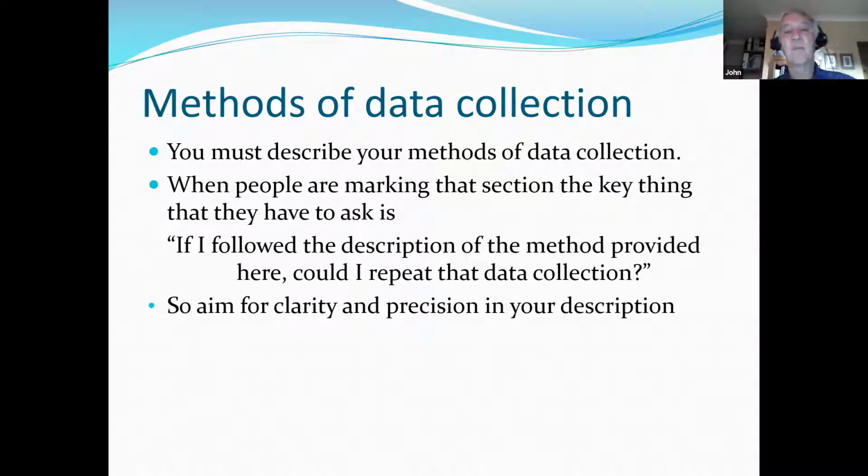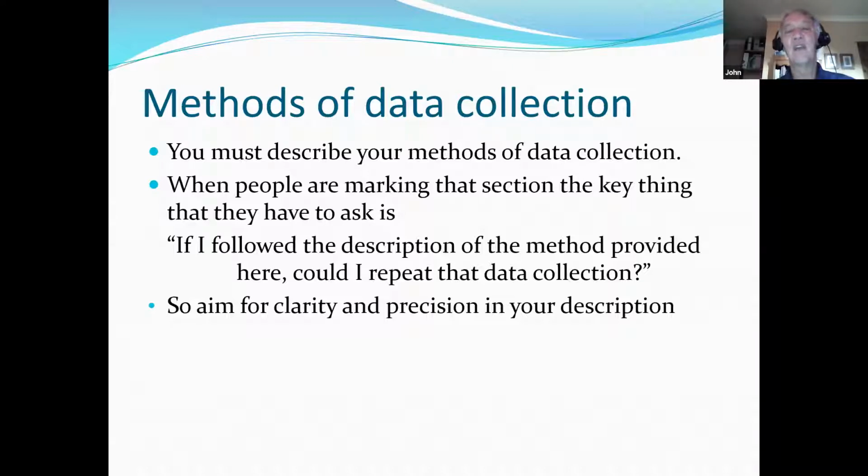So you want a clear, precise description of how you collected your data. Now, who are you writing that description for? You're writing it for other geographers. You're not writing it for the general public. You're not writing it for 12-year-olds. You're writing it for good geographers. So you don't need to go into absolutely minute detail. You need to give a clear outline.